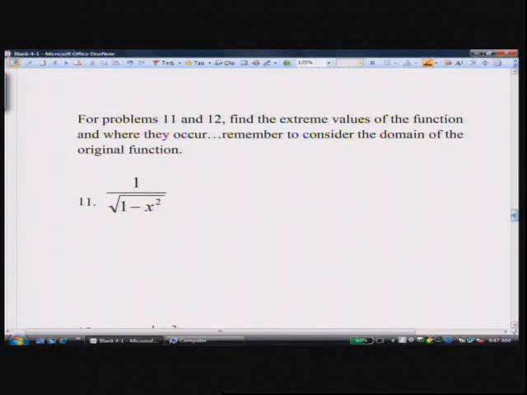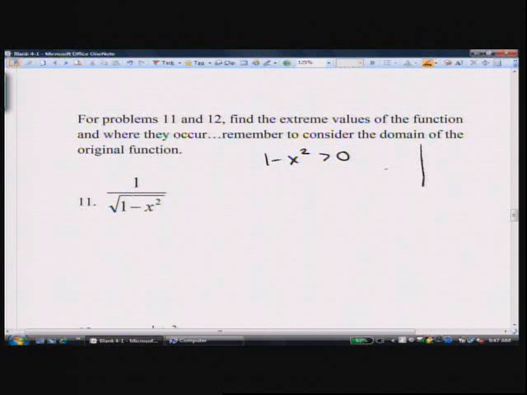Okay. For problems 11 and 12, find the extreme values of the function and where they occur. Remember to consider the domain of the original function. Okay. So what is the domain of this function? Well, it must be true that 1 minus x squared is greater than 0. Do y'all agree with that? Because you can't take the square root of a negative number and you can't have 0 in your denominator.